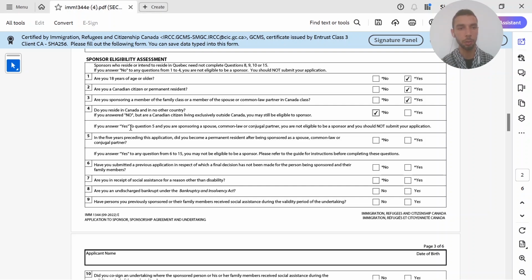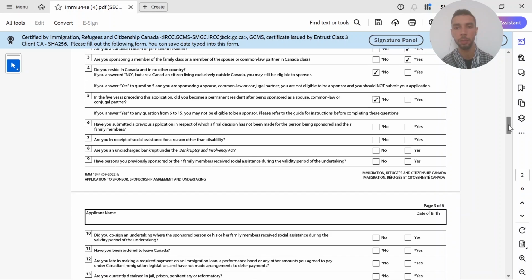If you answer yes to question 5 and you are sponsoring a spouse, you are not eligible to be a sponsor and you should not submit your application. So this is important. Here's question 5. In the 5 years preceding this application, did you become a permanent resident after being sponsored as a spouse? Here, that's not the case. Our sponsor is a Canadian by birth.